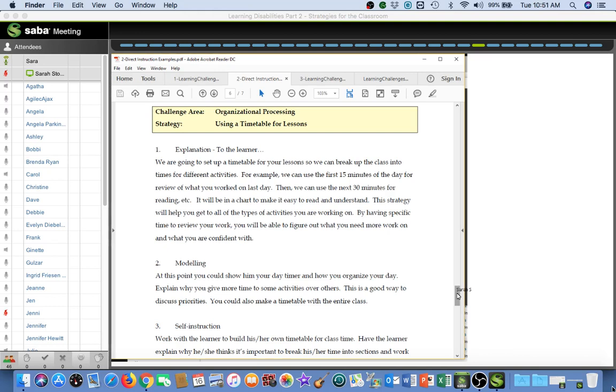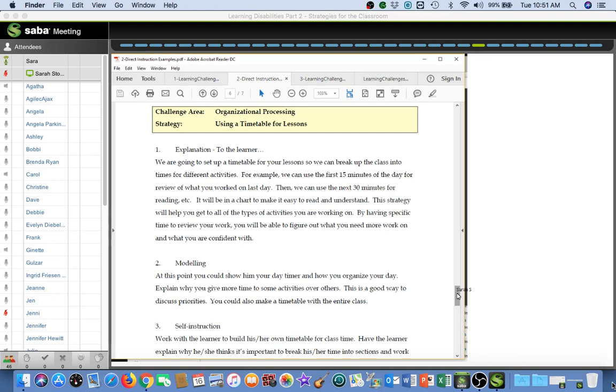So back to the direct instruction examples. On the first page of that resource, you will find, again, an explanation of what direct instruction is, as we just covered. And then it goes through three very comprehensive examples, one for each processing area. So I thought that we would just talk about the organizational processing challenge area. And the strategy would be using a timetable for lessons.